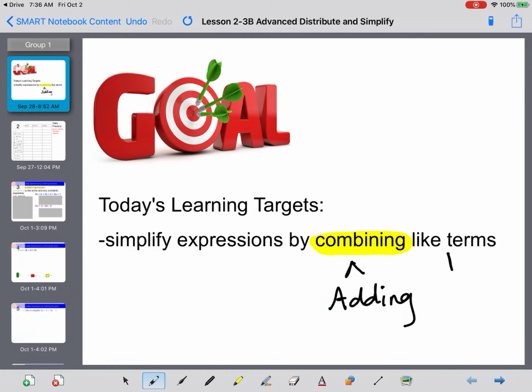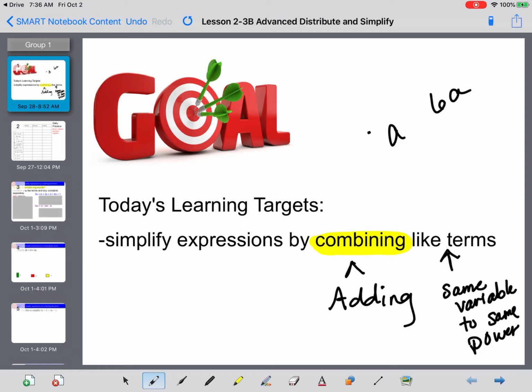So remember what like terms are. Like terms have the same variable raised to the same power. So for example, a and 6a are like terms. M and 3m squared are not like terms because this has an m to the second power. Even though the variable is the same, it is not raised to the same power. So make sure you're aware of that.